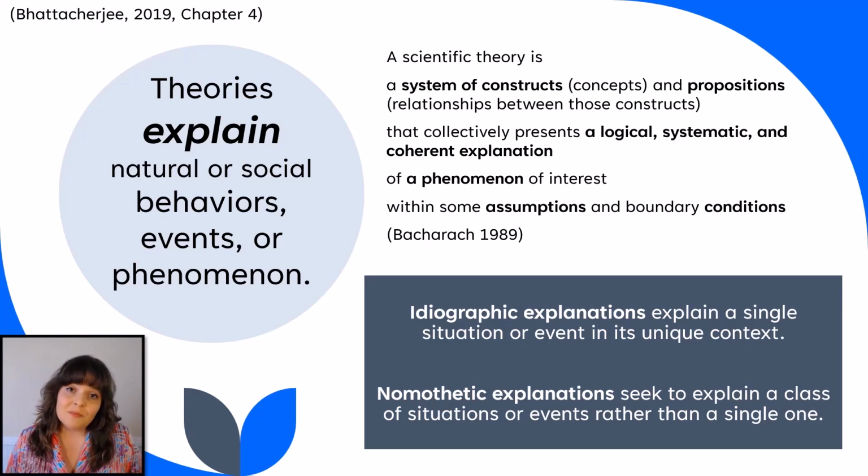There are a couple of different types of theoretical explanations. Most of the time when we hear the word theory, we're hearing people use it in the ideographic explanation sense. In that sense, it's explaining a single situation or event in its unique context. So you might have a theory about why someone quit their job. A nomothetic explanation seeks to explain a breadth of situations or events rather than just a specific instance. You might have a nomothetic explanation that theorizes why people more generally quit their jobs. So that ideographic explanation is usually colloquial theory, and then the nomothetic explanation is how we see theories in an academic or research sense.